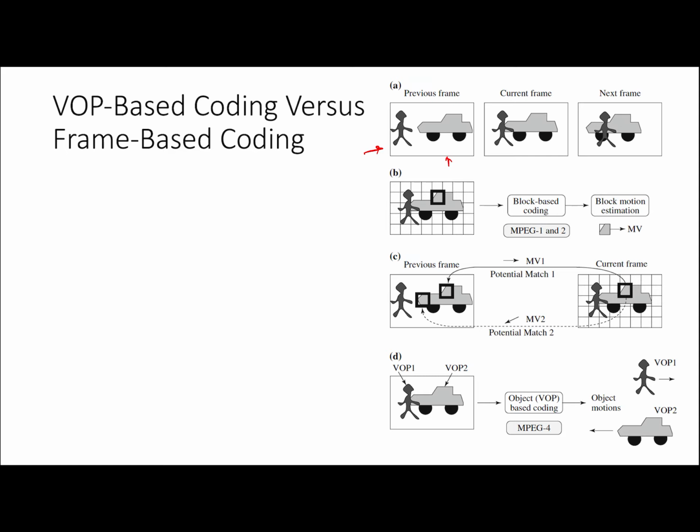So, to explain what we have discussed in the previous slide, consider this figure, which shows 3 frames from the video sequence with the vehicle moving towards the left and the pedestrian walking in the opposite direction. Applying the normal motion compensation based technique, this figure shows the typical block based coding in which the motion vector is obtained from one of the macro blocks, either in the previous frame or the next frame.